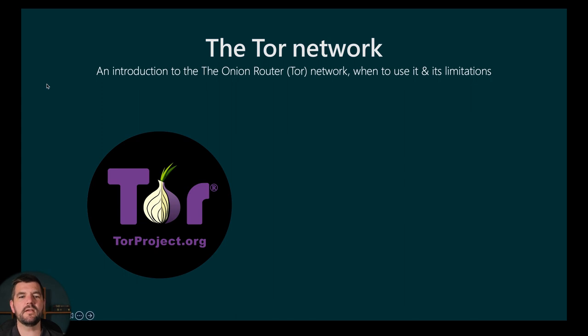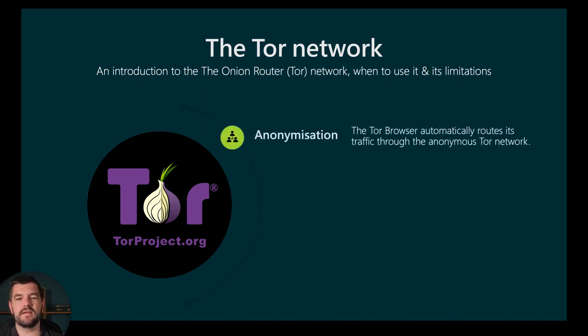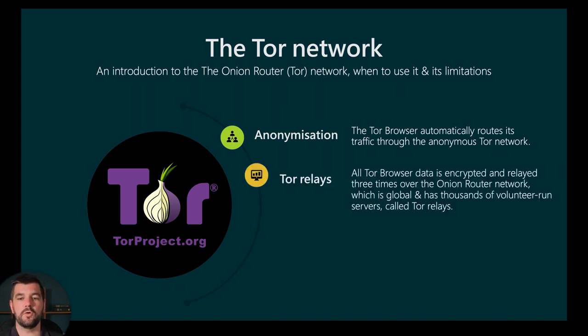So to understand a little bit more about the Tor network, Tor stands for the Onion Router. When would we use it and what are its limitations? As we've discussed, it is an anonymization tool. So the Tor browser automatically routes its traffic through the anonymous Tor network. All Tor browser data is encrypted and relayed 3 times over the Onion Router network, which is global and has thousands of volunteer-run servers called Tor relays.